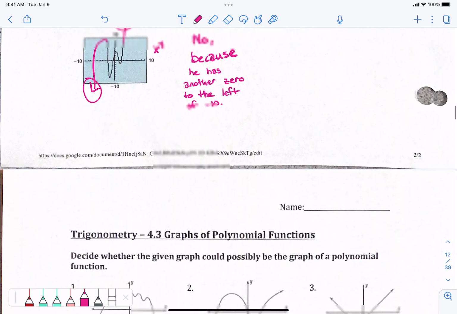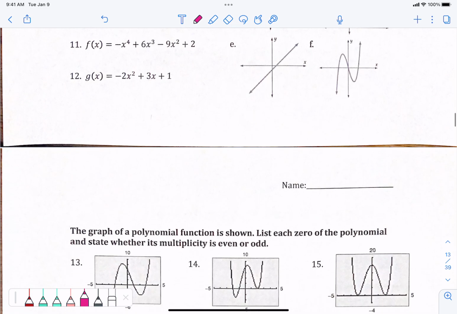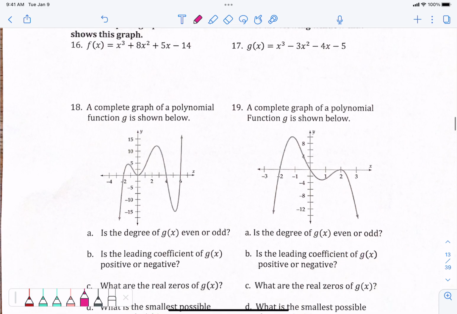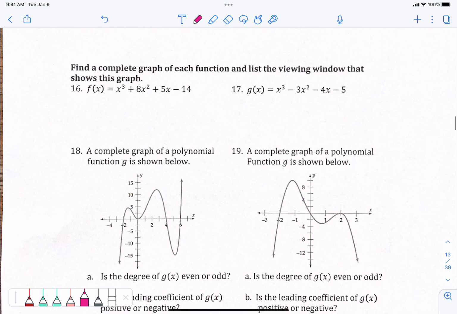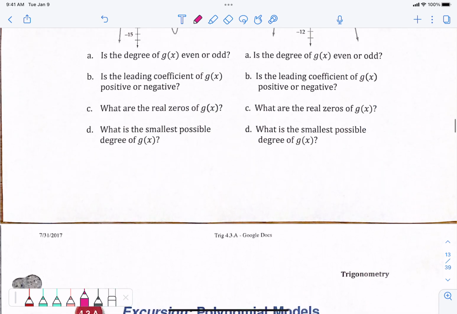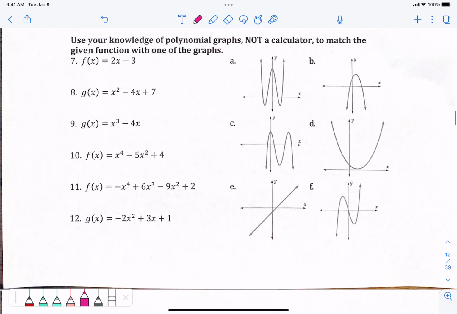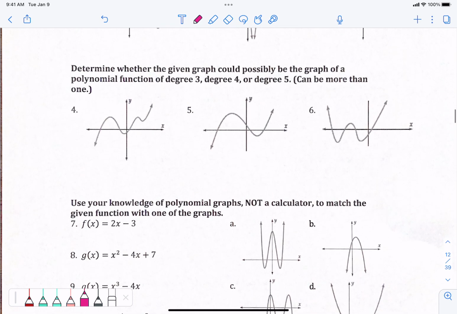That was the notes for 4-3. Lots of graphing and matching and using all that good stuff, okay? When it says find a complete graph, all you're doing is giving me the range of the viewing window, okay? Like this is not a hard section. I feel like this is way easier than yesterday. Okay? It's all matching them. It's a lot easier than 4-2, that's for sure.